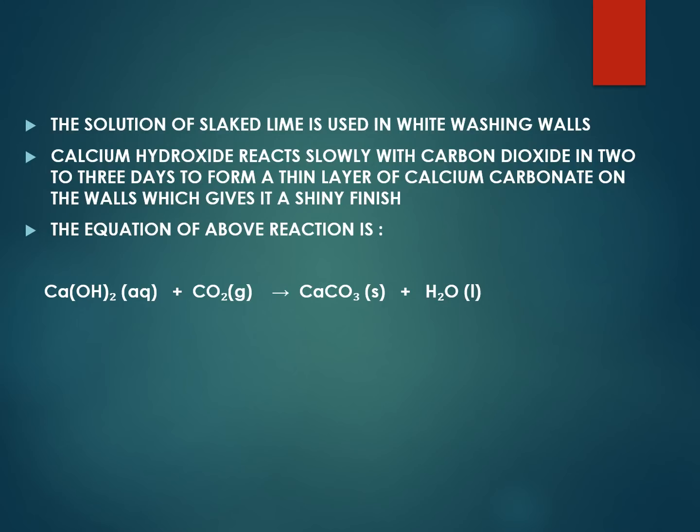The solution of slaked lime is used in whitewashing walls. Calcium hydroxide reacts slowly with carbon dioxide in 2 or 3 days to form a thin layer of calcium carbonate on the walls, which gives them a white, shiny finish. The above reaction is depicted in the form of the equation Ca(OH)2 plus CO2 gives CaCO3 plus water. So students, this is the chemical reaction taking place during whitewashing.